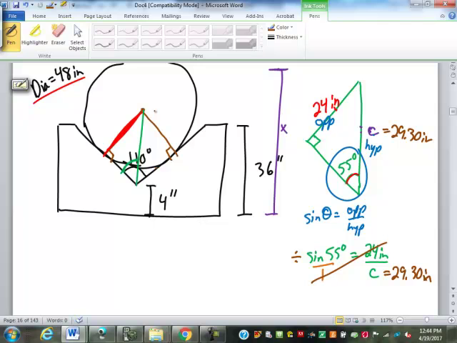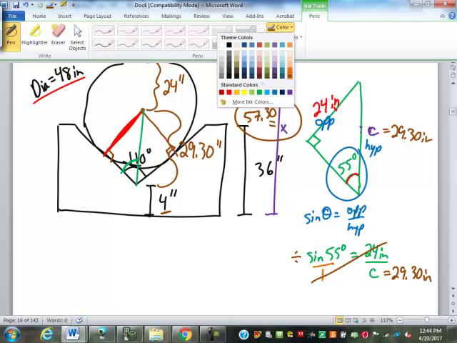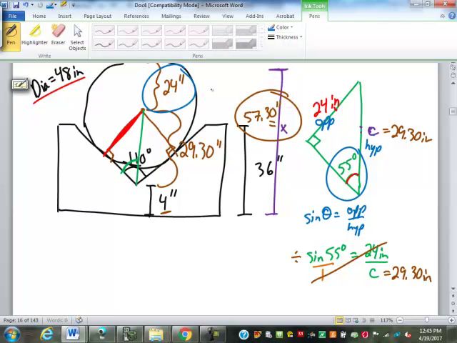Well, that is the distance from here to here, right? And then from here up is also going to be 24. You're correct. And I also have the 4. So that is what? 57.30 inches. That is found just by adding 24, 29.30, and 4.